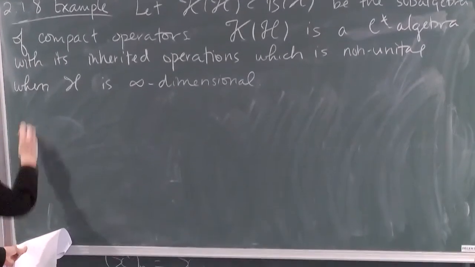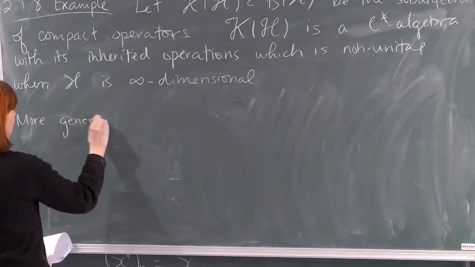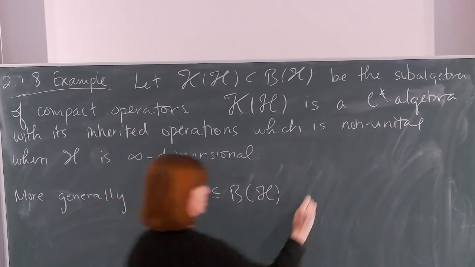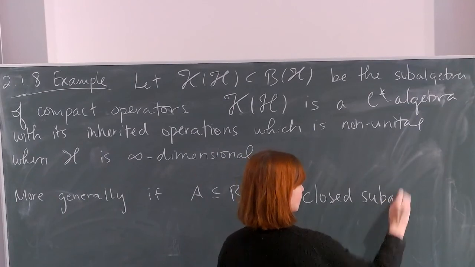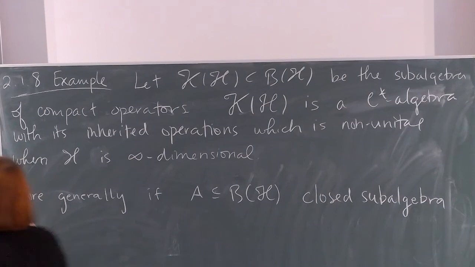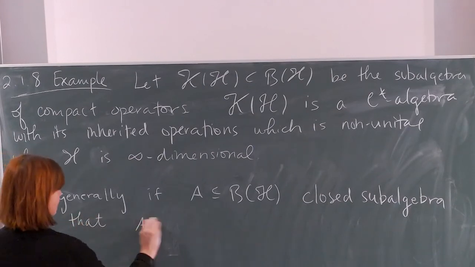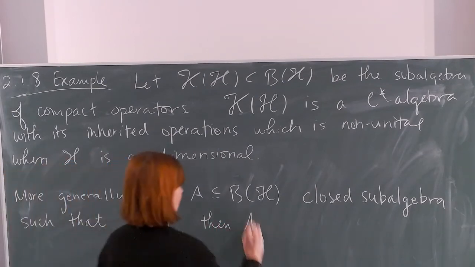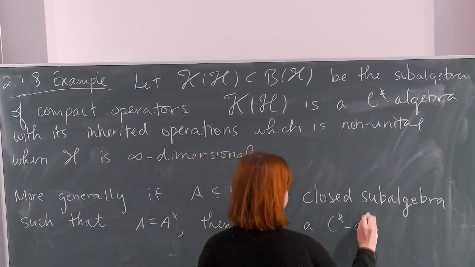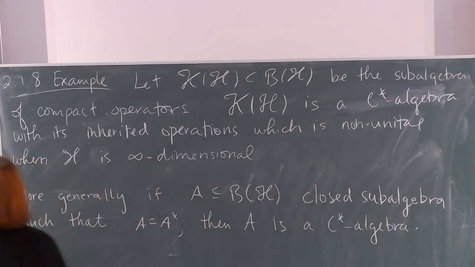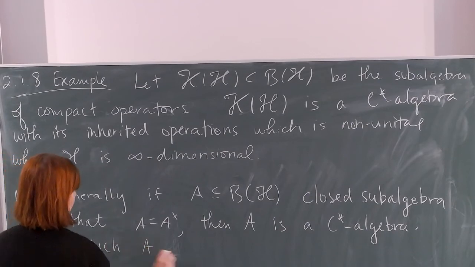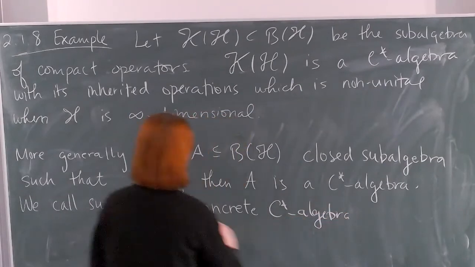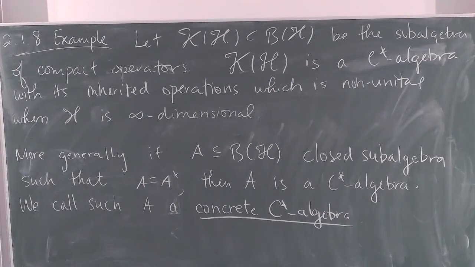And more generally, if we have any closed subalgebra of B of H that's closed under taking the adjoint as well, then this will be a C-star algebra. And we call such a C-star algebra a concrete C-star algebra. And we will see later on that concrete and abstract C-star algebras turn out to be, up to star isomorphism, the same thing.